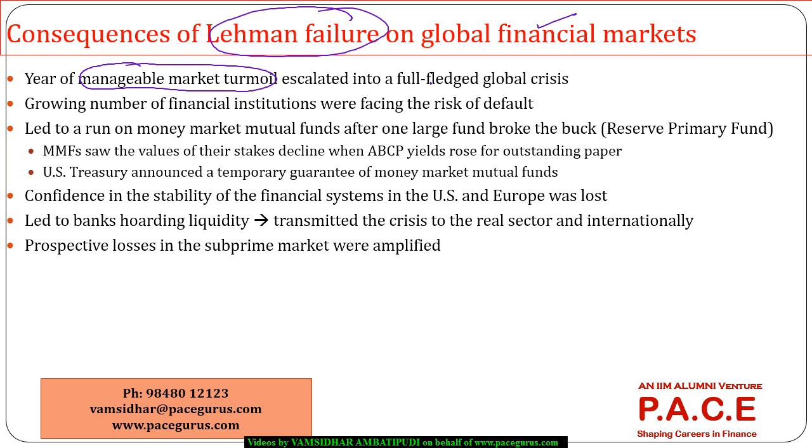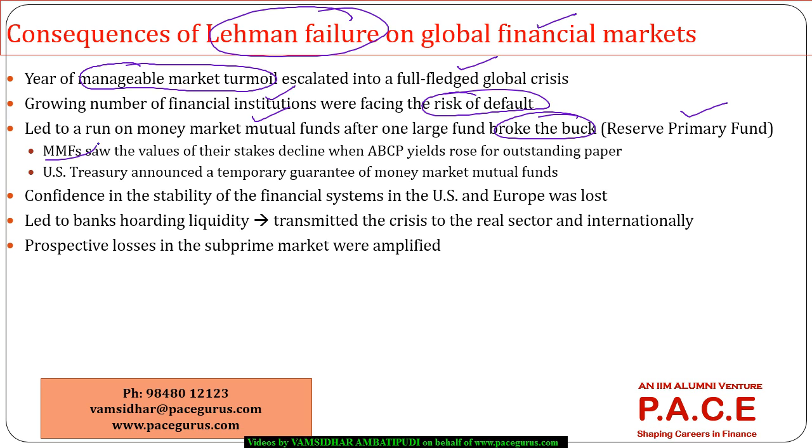But once the failure of Lehman occurred, it resulted in a full-fledged global crisis. More and more financial institutions which had huge volumes of transactions with Lehman started facing the risk of default. A lot of major money market mutual funds, especially the Reserve Primary Fund, which had a heavy investment and a heavy number of transactions with respect to Lehman, completely broke the buck.